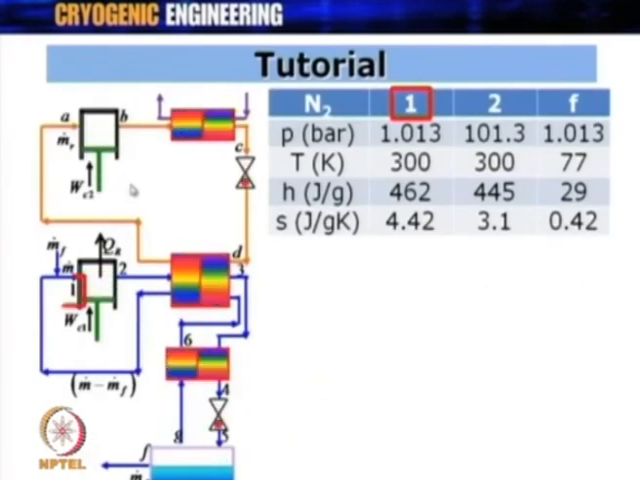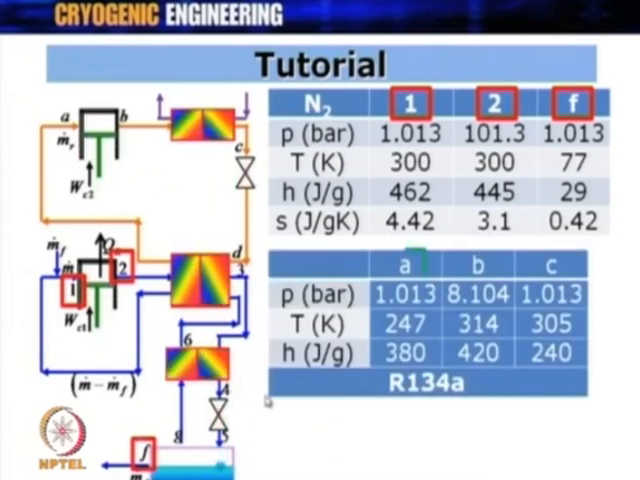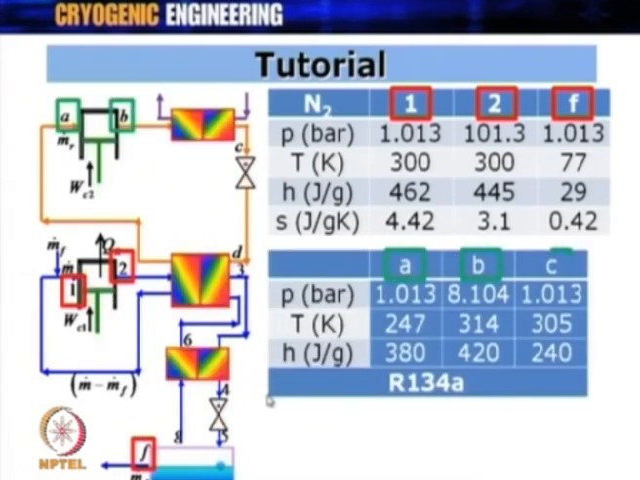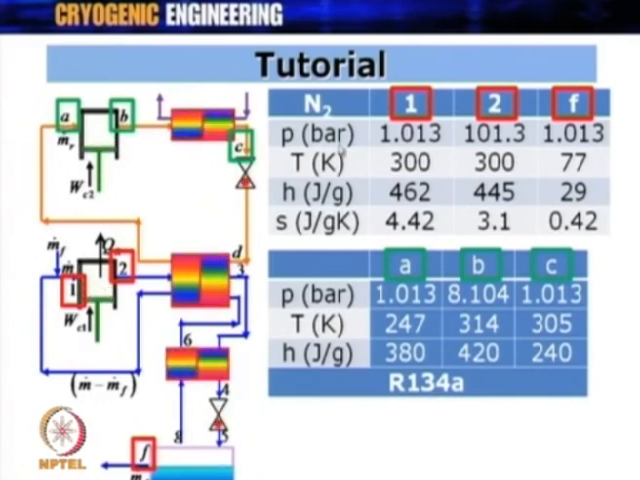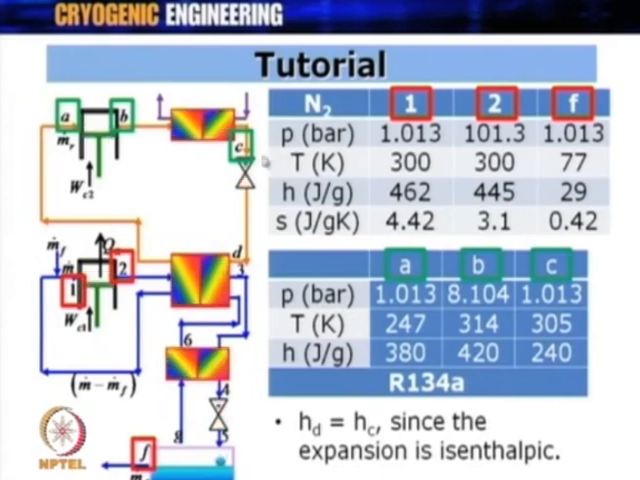Right. So, we have a circuit here, with points 1, 2 and F as given over here. Similarly, we have points A, B and C as given over here. So, we have A, B and C conditions given for R134A and 12F. It is just to make you habituated to locating these points and, corresponding to those values, finding the temperature, enthalpy and entropy respectively. Again, as you know, at C we have HD equal to HC. The enthalpy at point C is equal to enthalpy at point D.